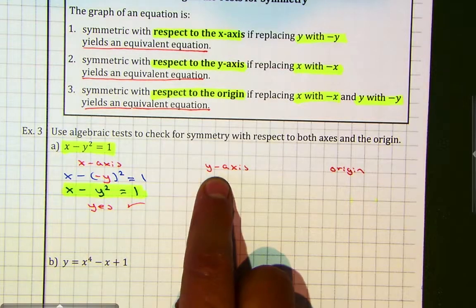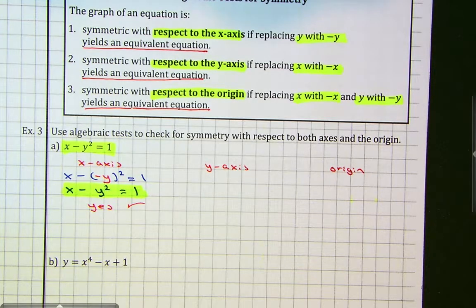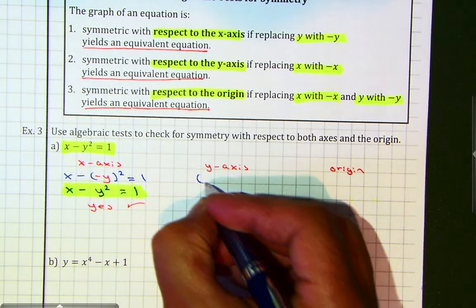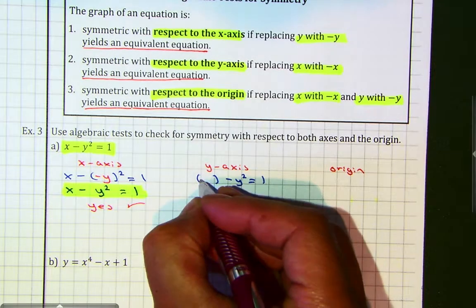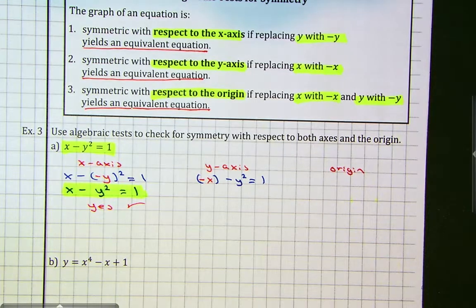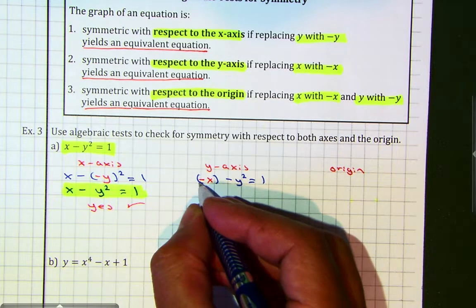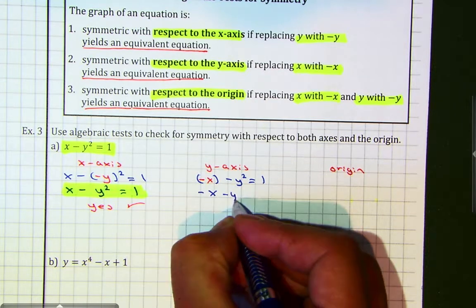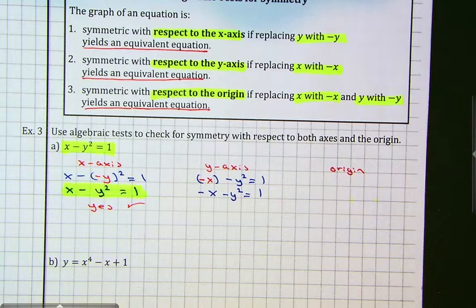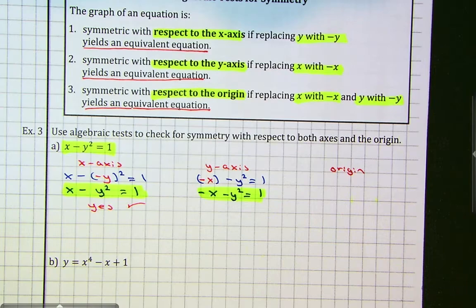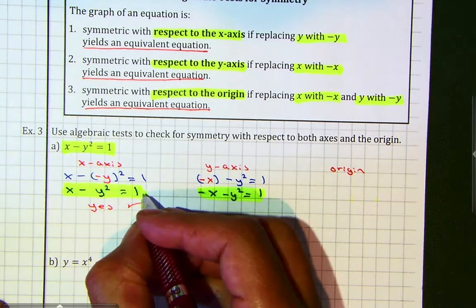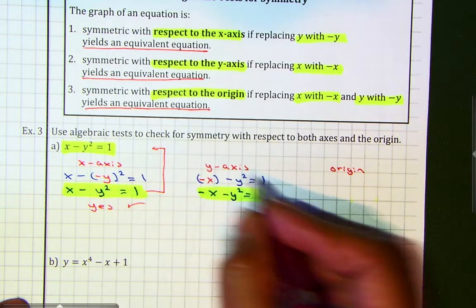To check to see if it's symmetric with respect to the y-axis, I'm going to replace the x with a negative x. So I'll place in parentheses negative x, minus y squared equals 1. Instead of the x, I'm replacing it with a negative x, and I'm going to simplify. It's not being squared, so it's just negative x minus y squared is equal to 1. And I need to ask myself, does it yield an equivalent equation? No. You may want to place an arrow so that you remember.